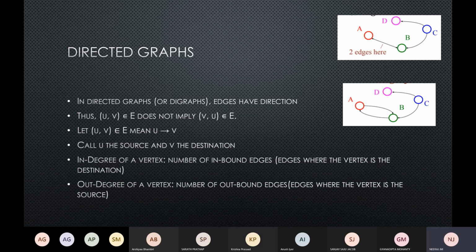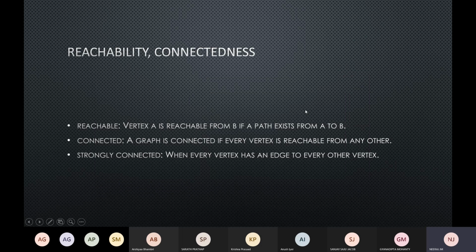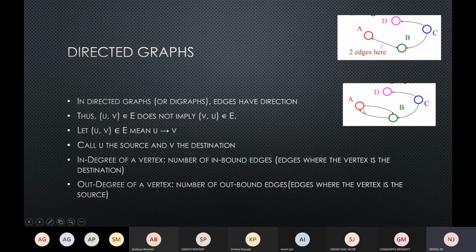Now, in degree and out degree. In degree is the number of inbound edges. For A, the in degree is B going into A. Out degree is what is going out of A, that is A going to B. So for A, the in degree is 1 and the out degree is also 1. For D, the in degree is 1 and the out degree is 0, because there's nothing connecting to something else from D.